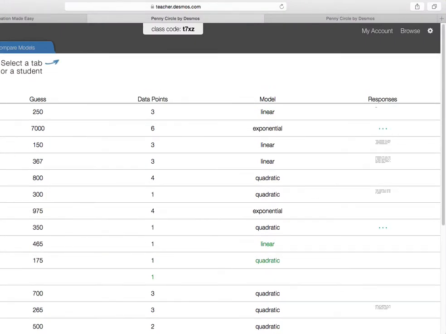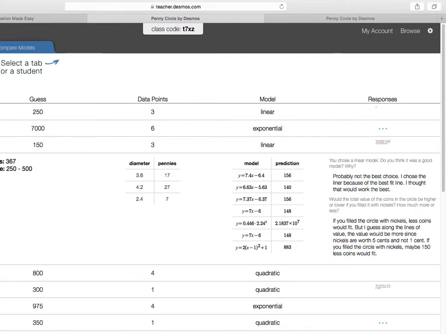For example, if I click on one of the students, I can see that their guess was 367 pennies and that they had made a range of 250 pennies to 500 pennies that would fit into the larger circle. I also get to see the exact data points that they chose and also the various models that they had tried to use to predict the number of pennies that would exist inside of the larger circle. Finally, I can see the mathematical reasoning and thought process of my students when they look at answering why they chose the model that they had.